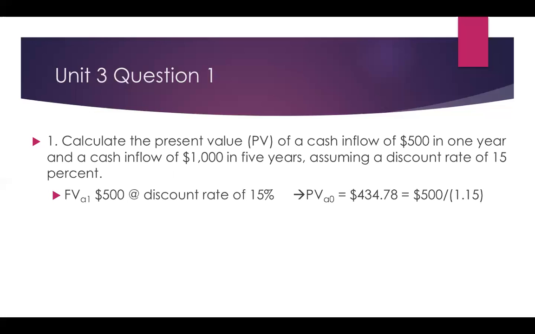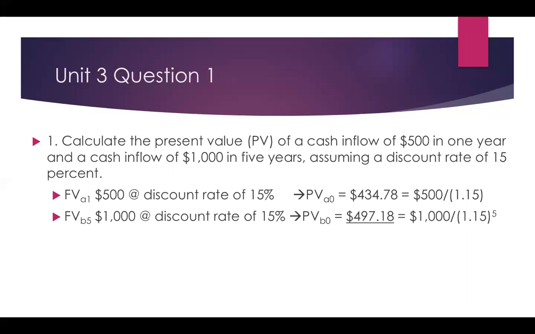You'll also do something very similar for the second part of this problem. The only difference is the 1.15 is going to be to the fifth power because this is a 5-year inflow. So the calculation you'll get there is $497.18.